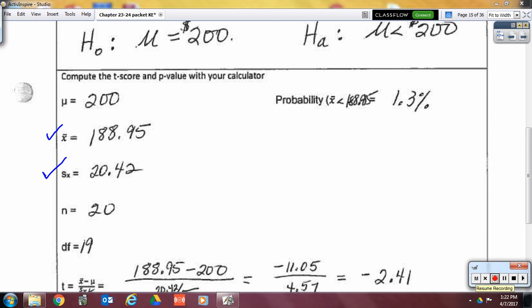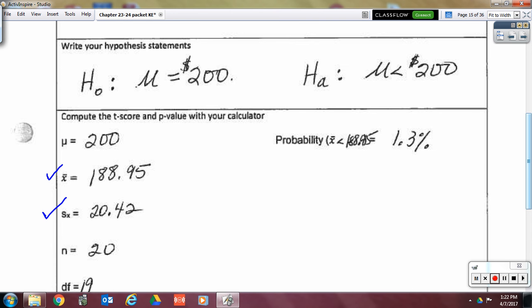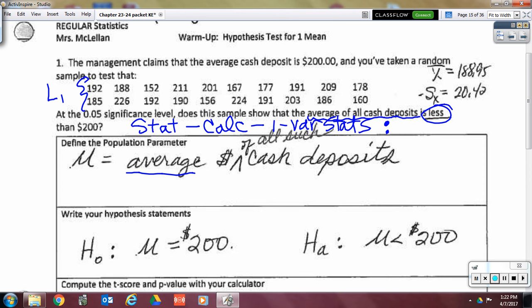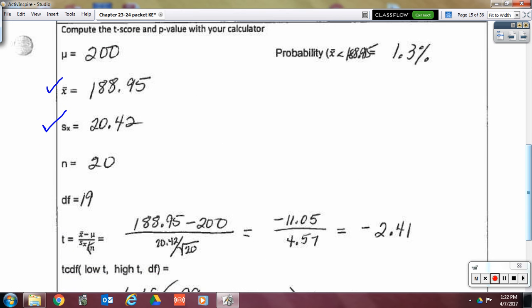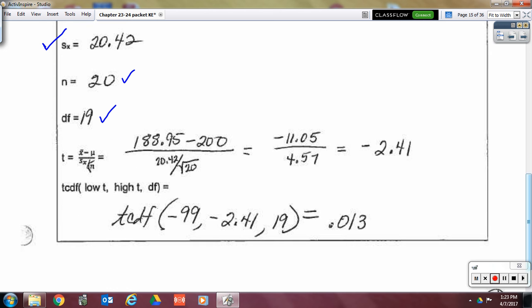Okay, so I've got these numbers. Mu is 200. My null hypothesis, of course, is mu is 200, and my alternative is mu is less than 200, because it wonders if it is less than. There are 20 pieces of data, so the degrees of freedom is 19. I find the t-score, and the formula will be there on your warm-up or on your quiz. You don't have to have that formula memorized. So that's negative 2.41.